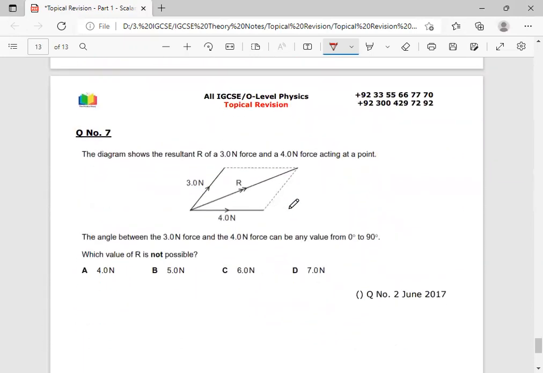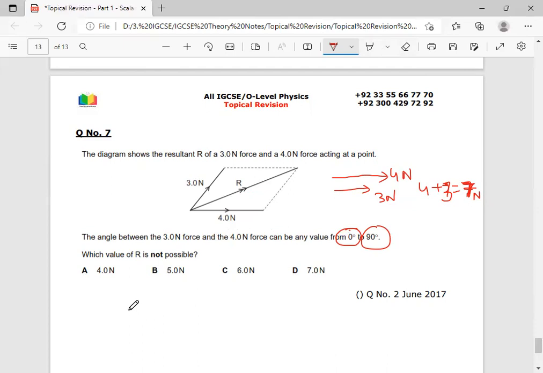This is an interesting MCQ. Okay, two forces are there, but now the angle varies from 0 degree to 90 degree. What will happen when these two forces are making an angle of 0 degree? So it means 3 Newton and 4 Newton. Now they will add up. 4 plus 3 is equal to 7. Okay, 7 Newton is there.